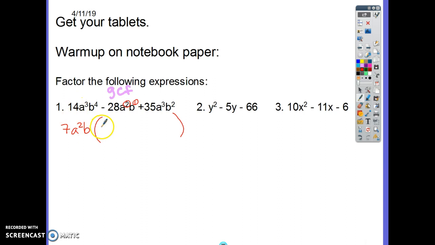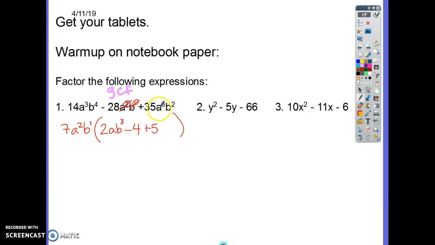14 divided by 7 is 2. If I take two A's out of this, you have 1 A left. If I take 1 B out of here, you have 3 left. Negative 28 divided by 7 is negative 4. If I take 2 A's out, you don't have any. And if I take 1 B out, you don't have any. And then 35 divided by 7, positive 5.